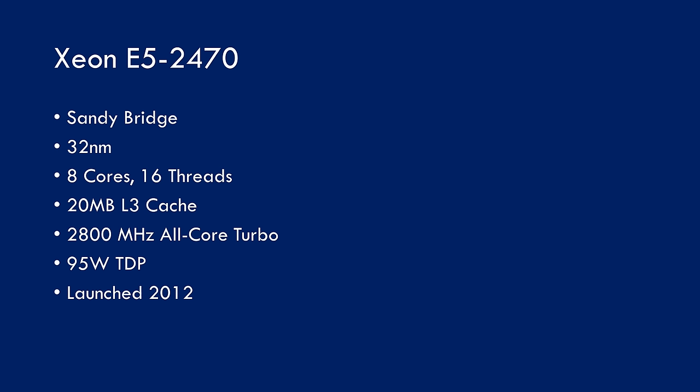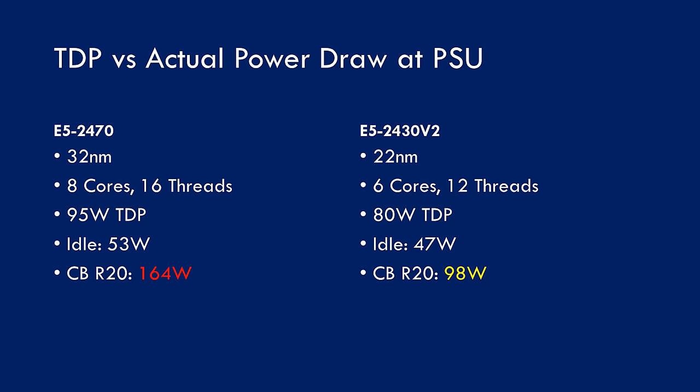On paper, it has a TDP of 95 watts. So compared to the 80 watts, that's only 15 watts more, so it doesn't sound too bad, but unfortunately this is highly misleading. I found the actual power consumption at the wall with a power meter to be much higher.